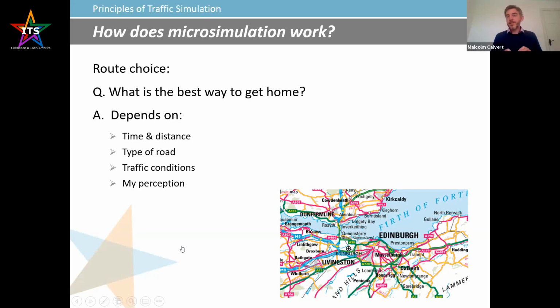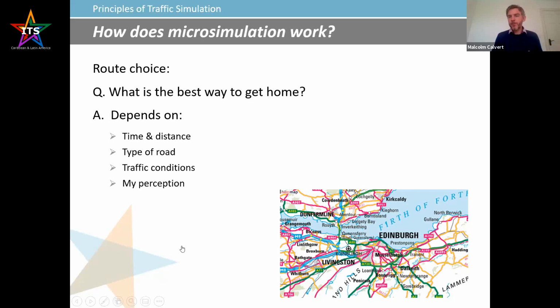So the distance is obviously calculated by the road network and the different links that make that road network up. And then the time can be calculated by the speed limits on that road network, the likely delays at junctions, and also delay that might be caused by congestion.